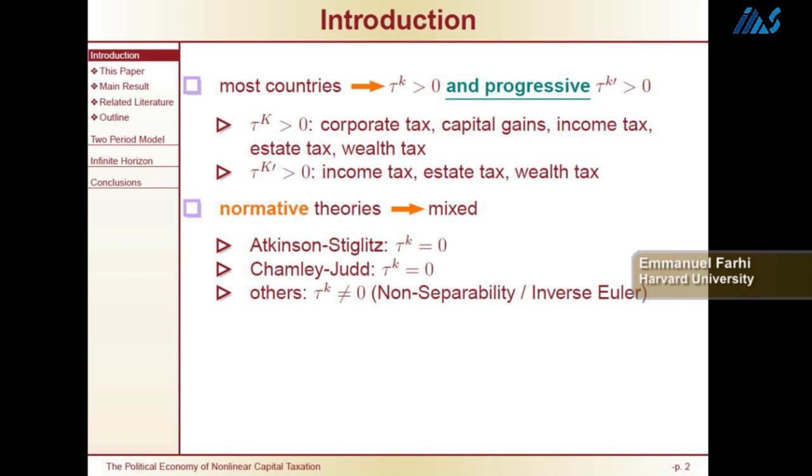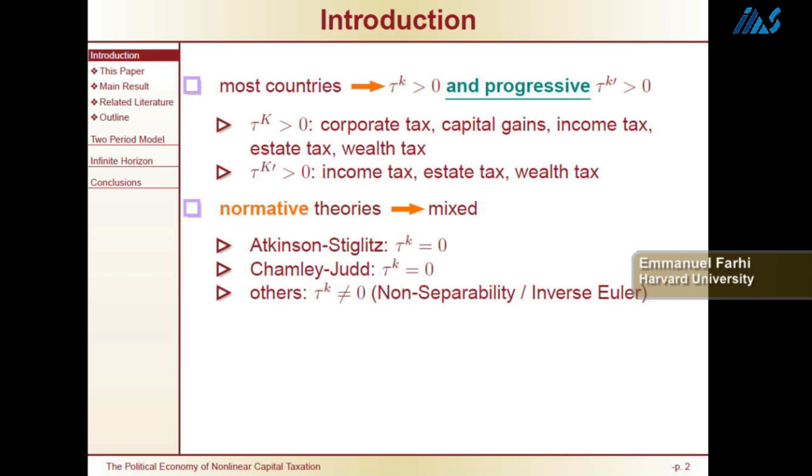So you can build on Atkinson-Stiglitz and try to take seriously the non-separabilities between consumption and leisure. And you can get some traction from there. I don't know that anybody has really tried to rationalize progressive capital taxes from those issues and has taken them so seriously to try to explain these features of the tax code. But I don't say that it couldn't be done.